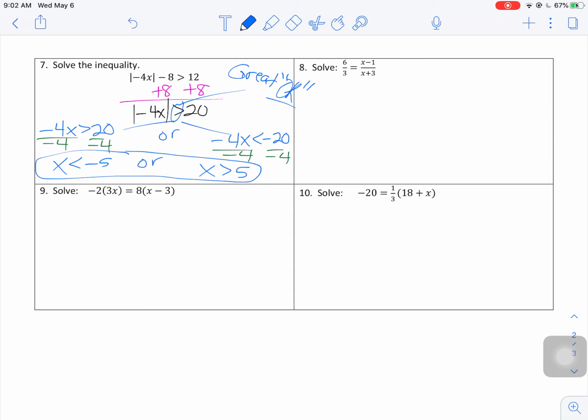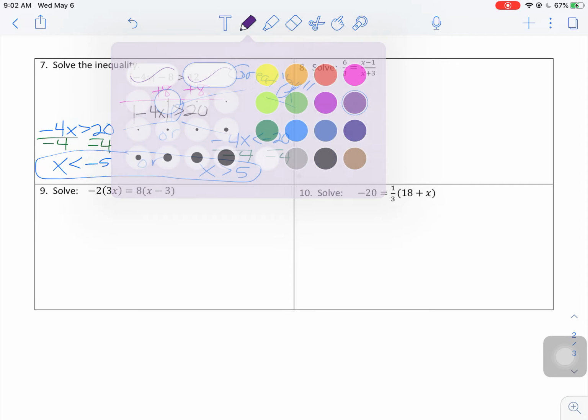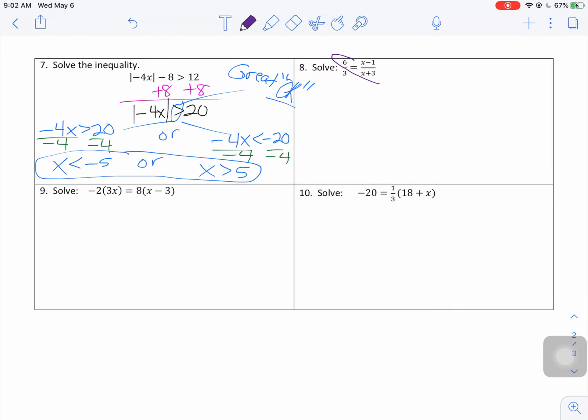On number 8, you have a fraction equals a fraction. So probably the easiest way to solve that type of problem is to just cross multiply. 6 times x plus 3 goes on one side of the equation. And then 3 times parentheses x minus 1 goes on the other side of the equation. And then you just solve like normal. So distribute to get rid of your parentheses. Distribute to get rid of your parentheses. And then just keep going.